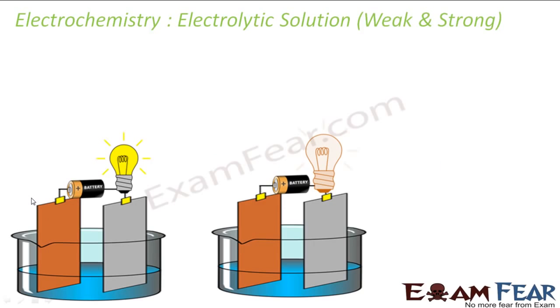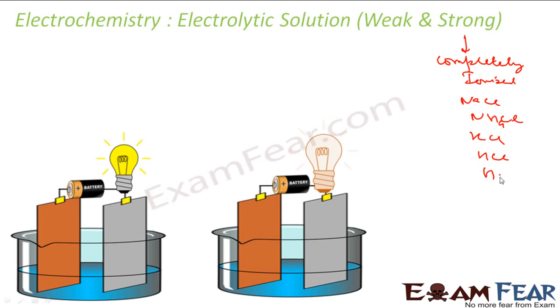If you go deeper inside electrolytes, you'll see that there are two kinds of electrolytes: weak electrolyte and strong electrolyte. Substances that are completely ionized in the aqueous solution are called strong electrolytes. For example, NaCl, NH4Cl, KCl, HCl, HBr. These are strong electrolytes. The moment you put NaCl in water, it will almost entirely be Na+ and Cl-.